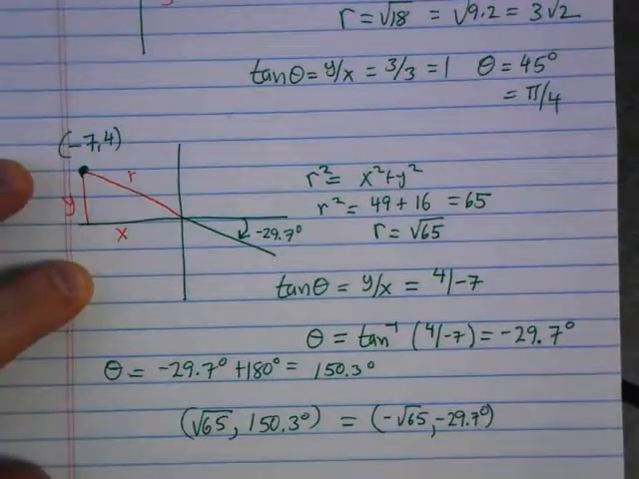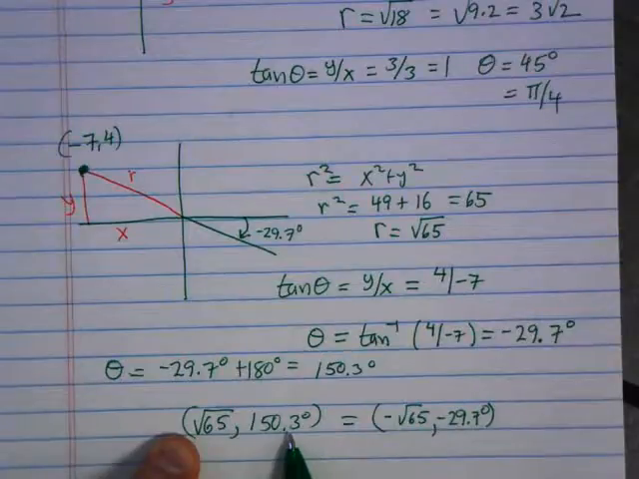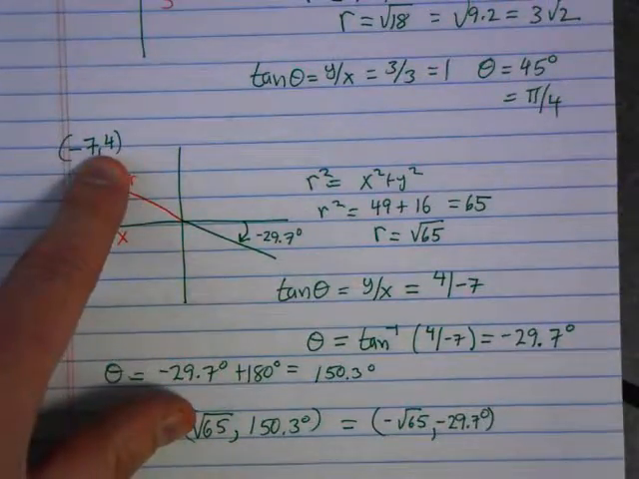But what's that good for? I mean, if I can always convert back and forth, what's the advantage of calling this the point square root of 65, comma 150.3 as opposed to negative 7, comma 4? Negative 7, comma 4 looks much prettier to me.